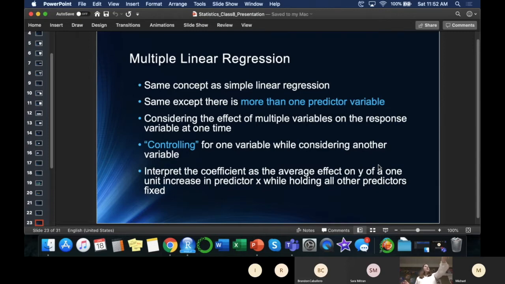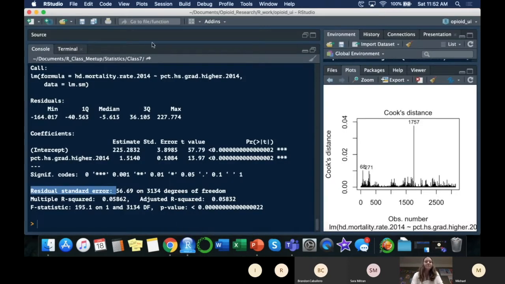So we have a response variable just like we did before, but we have multiple predictors. So you can think of this as looking at the effect of multiple variables on that response variable at one time. So say we're looking, and I'm going to come in and show an example.